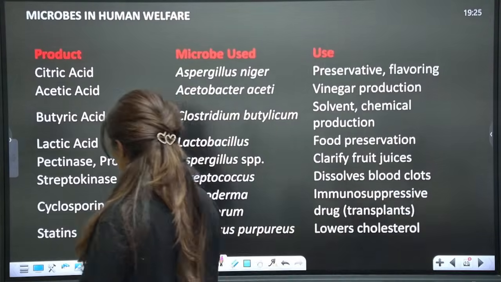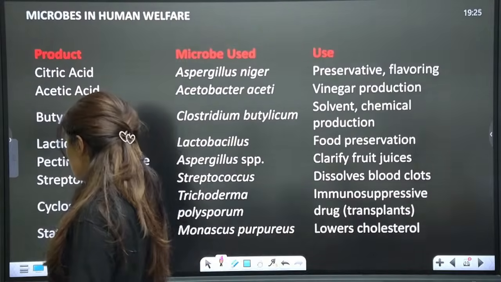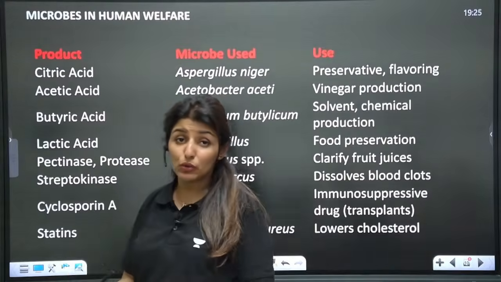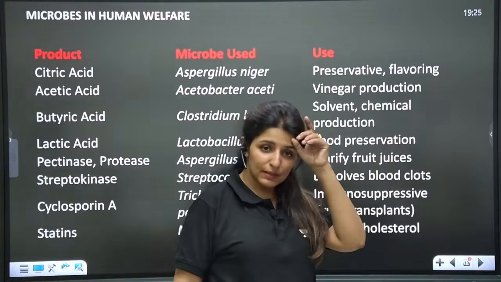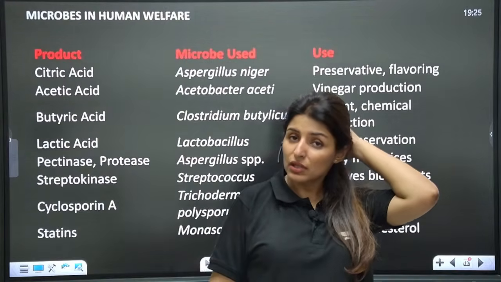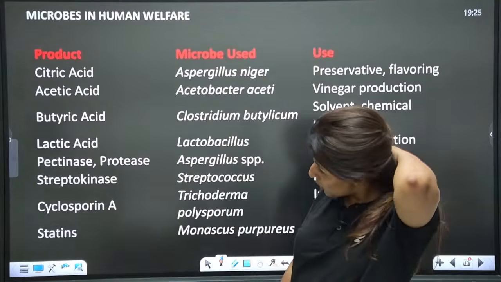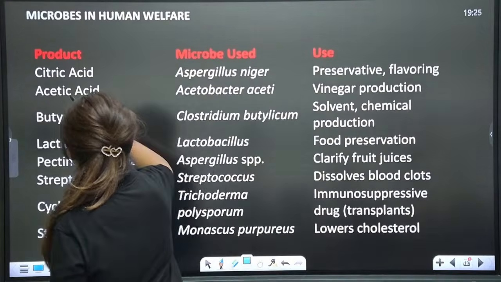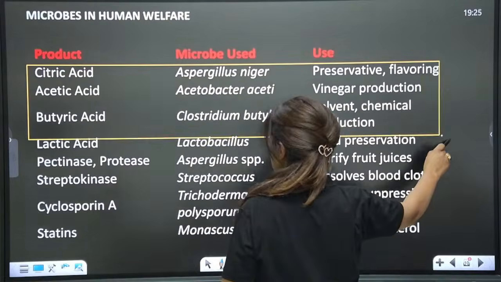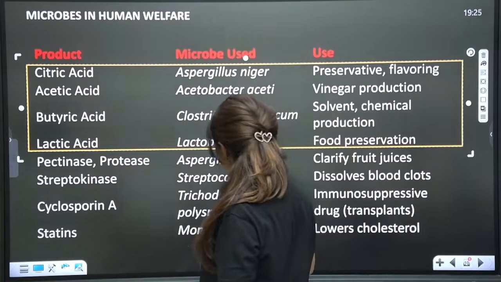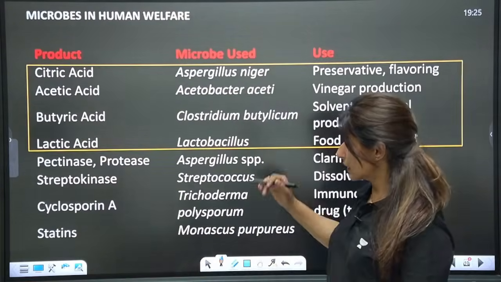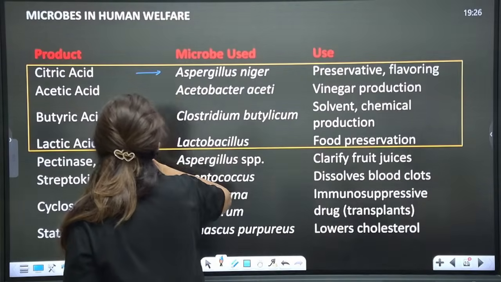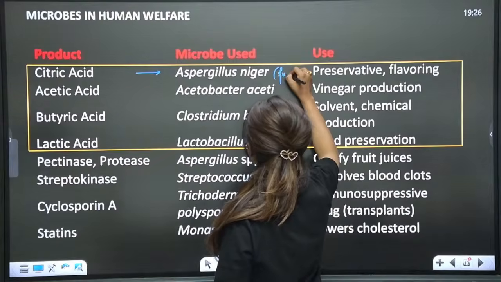Then coming on to the next part, which is microbes producing some biochemicals, right? Bioactive molecules, some enzymes, and some acids. So, let's see here. For example, these four are the enzymes produced, these are the acids produced. First of all, we have citric acid produced by Aspergillus niger, which is a fungus.